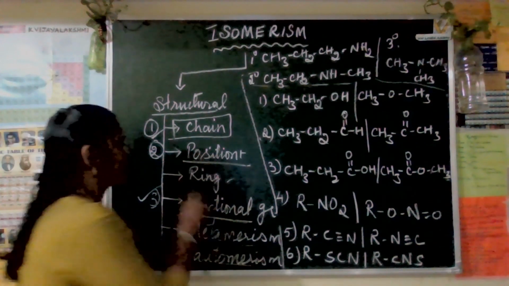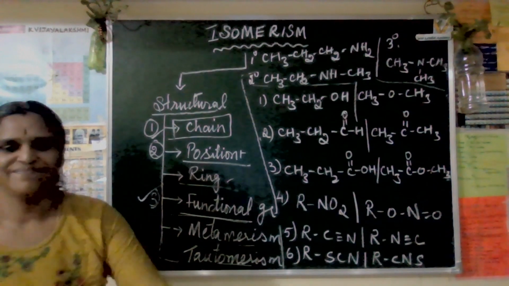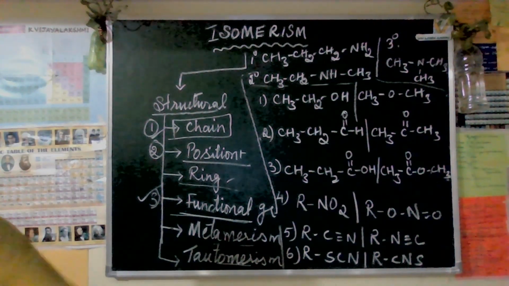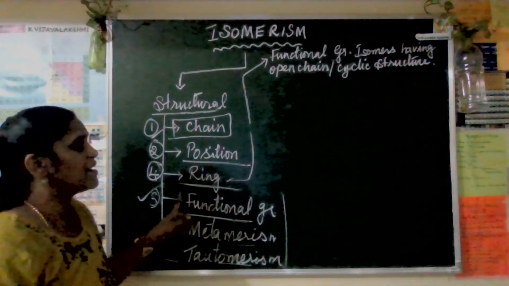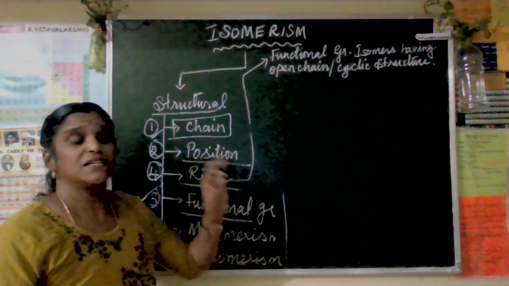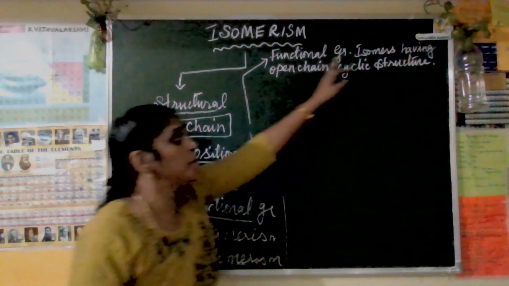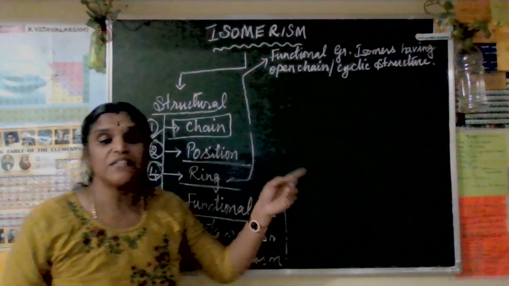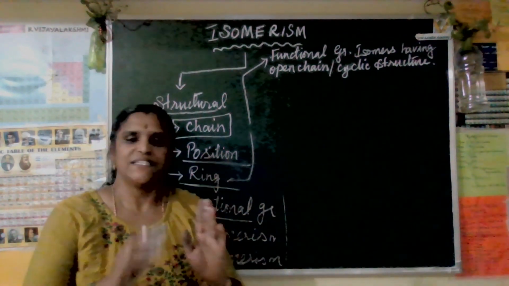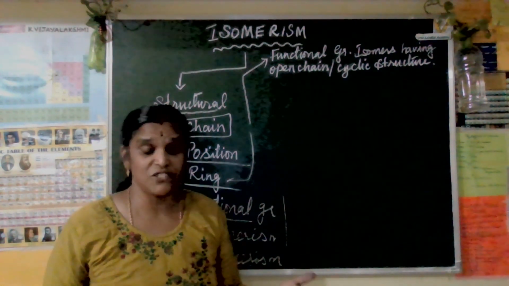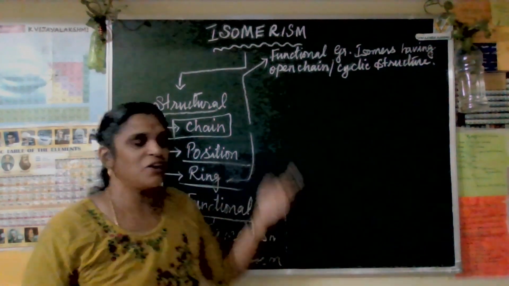Okay, let us go for ring isomer. The next one, ring isomer. A ring isomer is very easy. Functional group isomers having open chain and cyclic chain. Same molecular formula, different structural formula. That only we are going through in all these things.